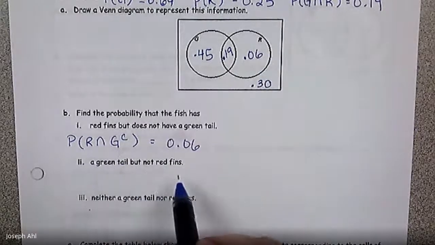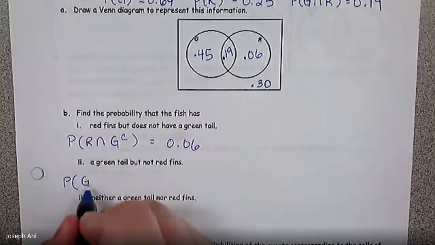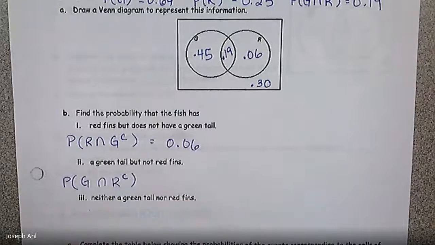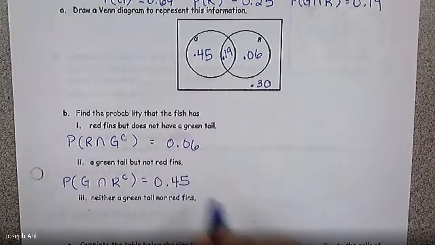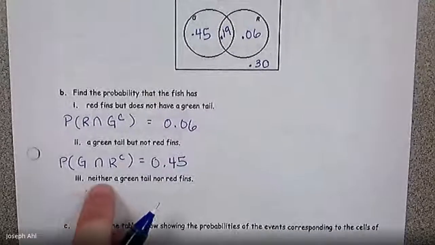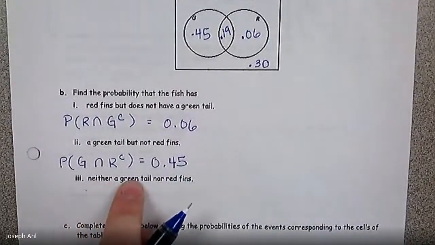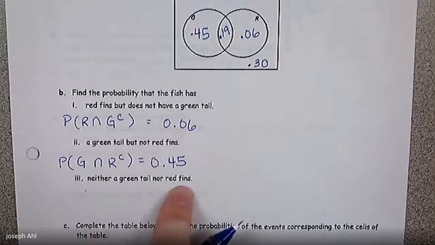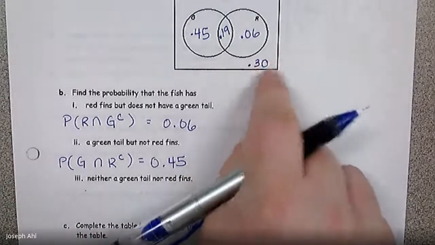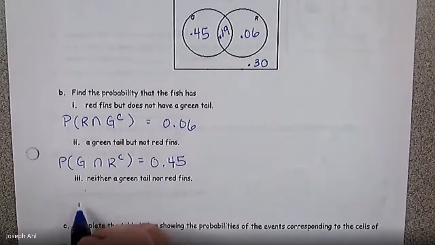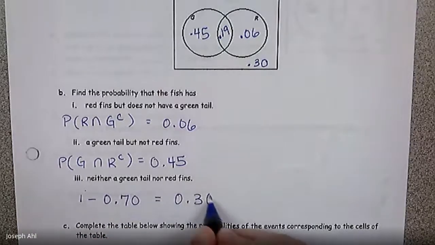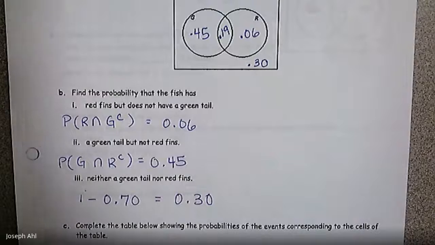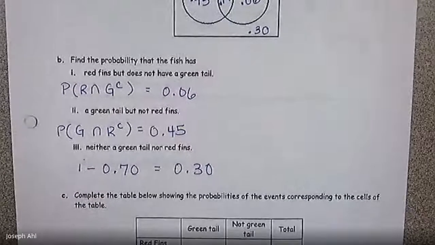How about green tail but no red fins? So now we want green and the complement of red. Well, that's going to be our 0.45 that we wrote just in that section. And finally, because we've already done this, this is going to go quickly: neither a green tail nor red fins. So it doesn't have either. That's our probability on the outside. So the way we found that is we calculated 1 minus 0.70 to get a probability of 30% that will happen. And I think that's it for that section.